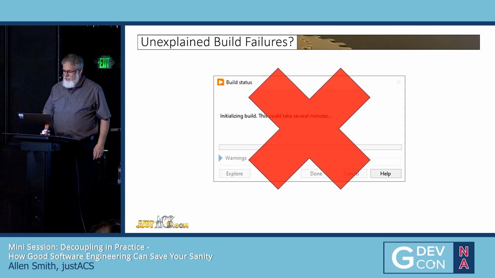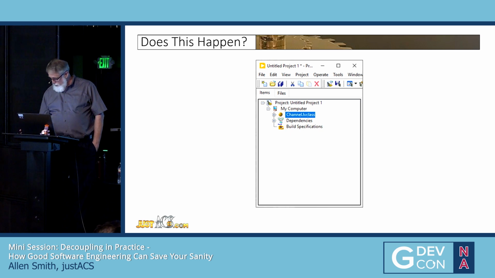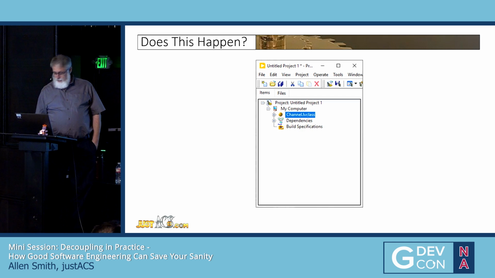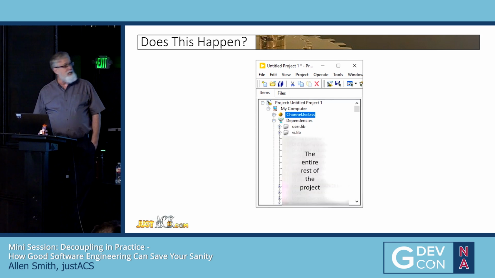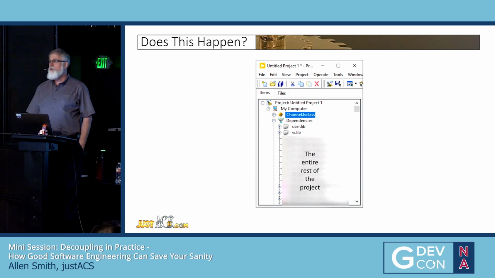Do you have this happen? You sit down with your project and you want to work with maybe one of your base classes, so you pull it into your application and you wind up pulling in the entire project. Yeah, okay. Would it surprise you to learn that these things are connected?